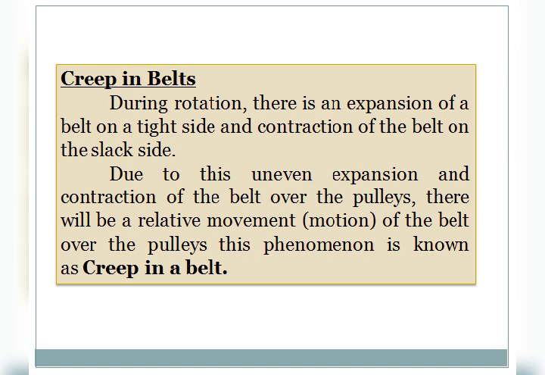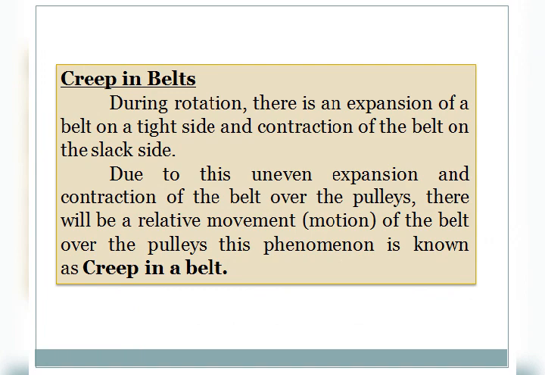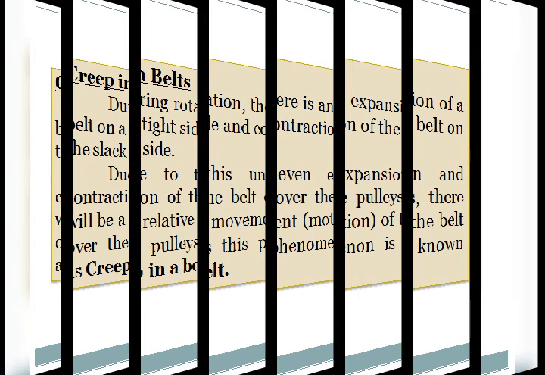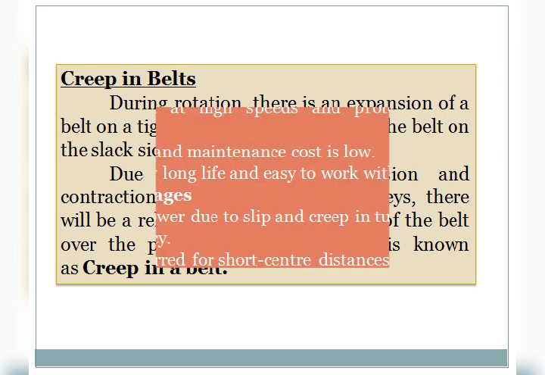During rotation, there is an expansion of the belt on the tight side and contraction of the belt on the slack side. I will repeat, there is an expansion of the belt on the tight side and contraction of the belt on the slack side. Due to this uneven expansion and contraction of the belt over the pulley, there will be a relative movement of the belt over the pulley. This phenomenon is known as creep in the belt. The chances of deformation, like contraction and elongation, which change the relative movement, that is called creep.